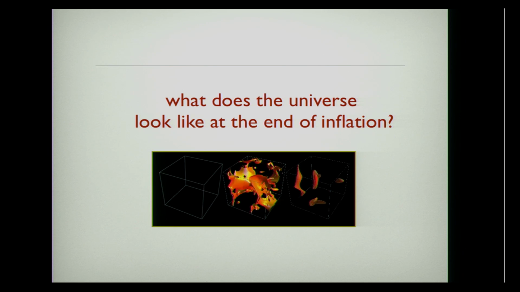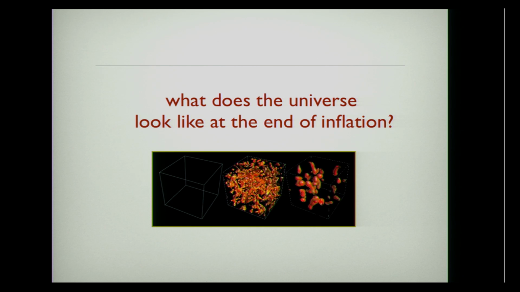Okay, so just to answer this basic question, what does the universe look like at the end of inflation? We have possibilities that it could be relatively homogeneous, it could have become messy and turbulent, or it could be very blobby at that time.